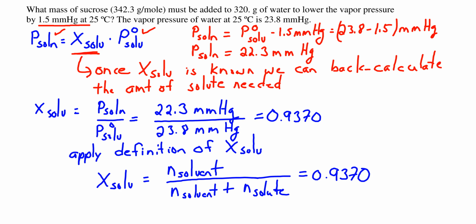Right, so we've done so. We now know what mole fraction of the solvent we need to accomplish this lowering, and we need to apply the definition of the mole fraction to calculate how much of our solute we need. We note that we can calculate the moles of the solvent from our initial statement question, because we know we have 320 grams of the solvent.